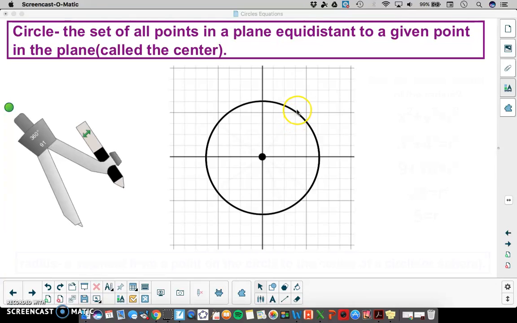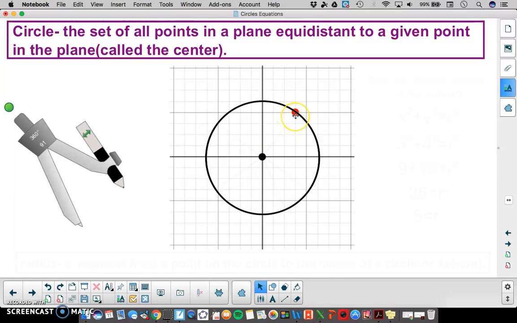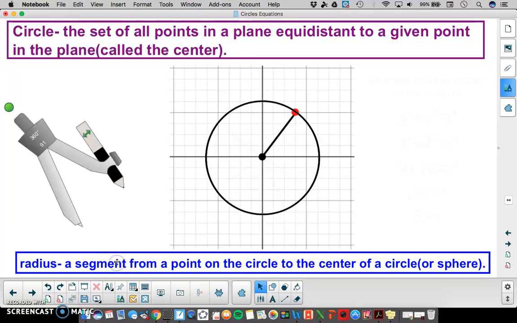So if we take a look at one of the points on the circle, that point is a given distance away from that center. We call that distance, that segment, the radius. The radius is that segment from a point on the circle to the center of the circle. Or in a sphere, we can also have the radius of a sphere. So from the center to a point on the circle is a radius. And we could say there's a radius to every single point on that circle.